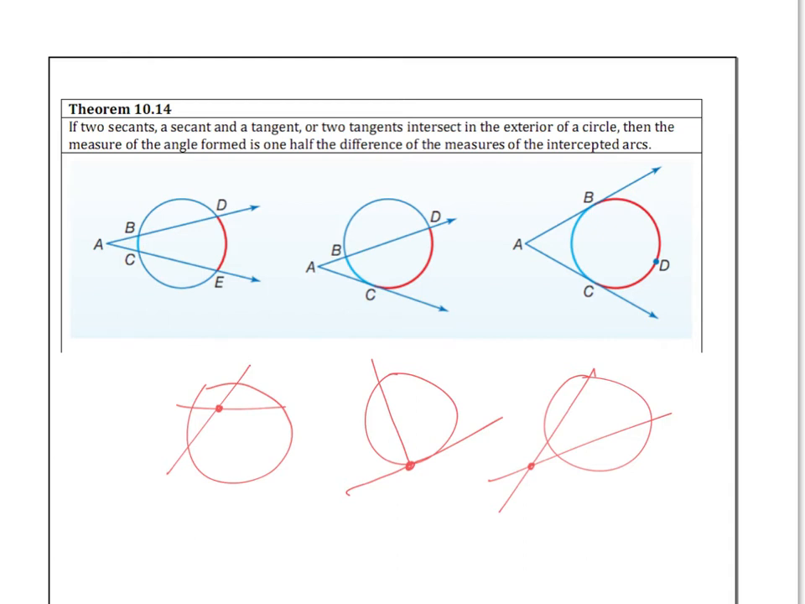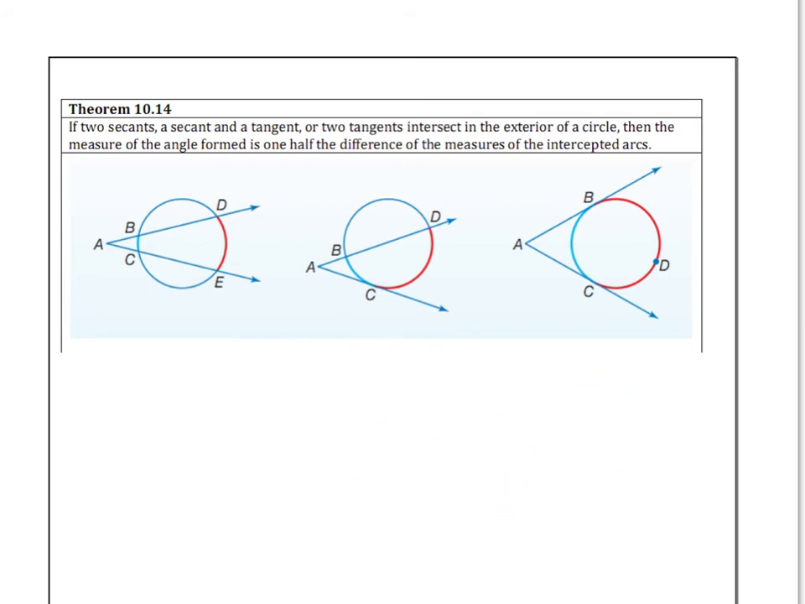So when that happens, I'm just going to erase my mess down here. When that happens, you subtract the two arcs and divide by 2. So let's write this out. For all of these pictures, if you wanted to find the measure of angle A, what you're going to do is take the big arc, so the measure of arc DE, and you're going to minus the smaller arc, so the measure of arc BC. And then you're going to divide by 2.